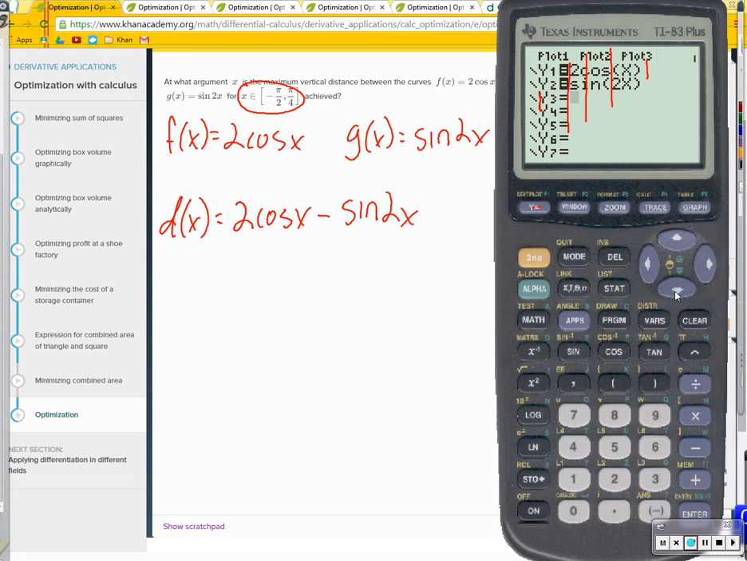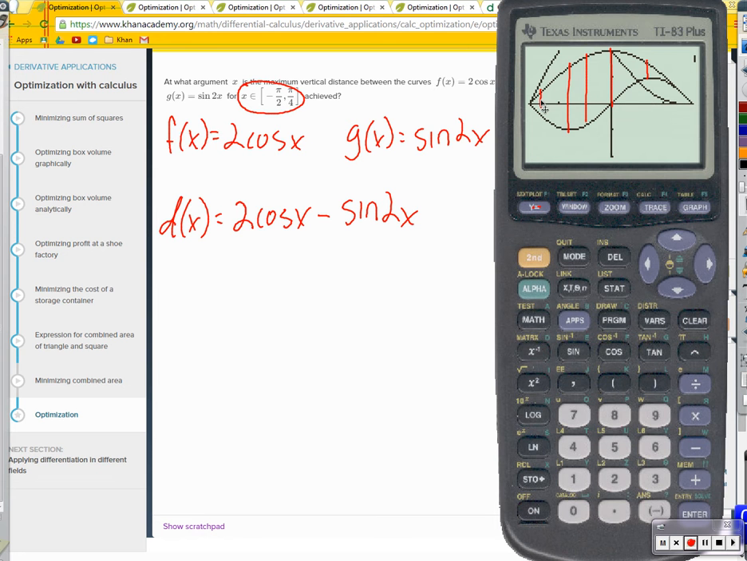We've got 2 cosine x minus sine 2x. That's what we wanted, okay? Look at that. 0 distance between the two. I could actually move this red thing up here. Look at that. Of course, it's exactly how big it is. It's the distance between the two functions.